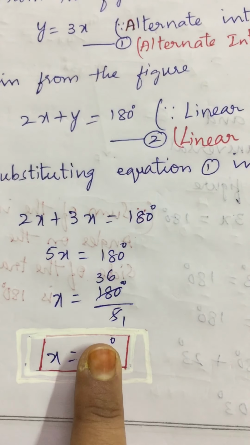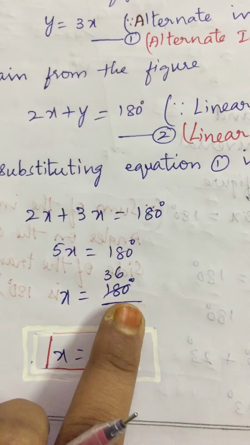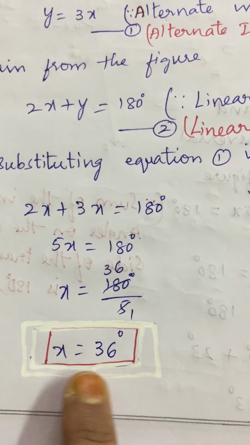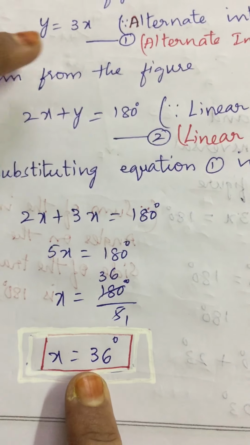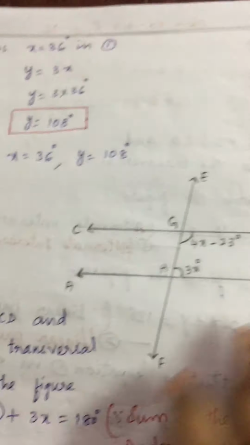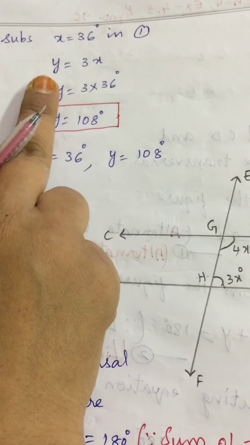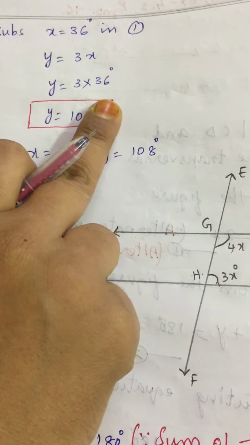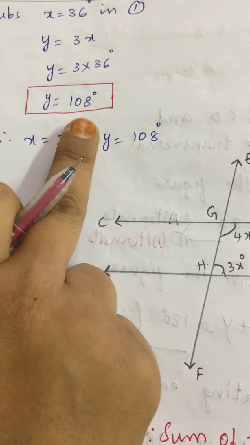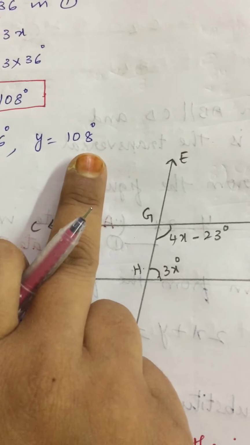Now we need to cancel the terms. 5 ones are 5, 5 3s are 15, remainder is 3, that becomes 30, 5 6s are 30. So X value is 36 degrees. We got the X value. Now if you substitute this X value in equation 1, you will get the Y value. X is equal to 36, substituting in equation 1, Y is equal to 3 into 36. 3 into 36 is nothing but 108. So the Y value we got is 108 degrees. So X is 36 degrees and Y is 108 degrees.